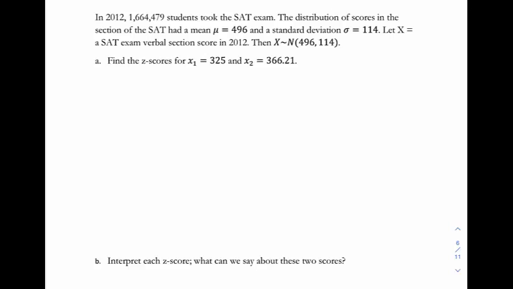Right, we're in section 6.1 still for the standard normal distribution. This one's looking at interpreting SAT scores. For part A, given the two data values, we're going to find the z-score for those. And then at the bottom, we're going to interpret each one and what their meanings are.